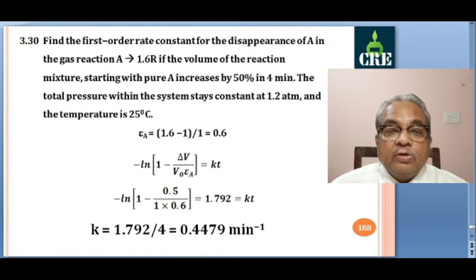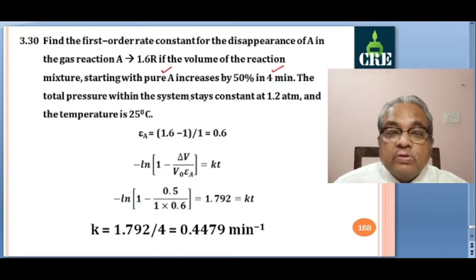Next problem 3.30. Again first order rate constant for the disappearance of A. So we have to find out the first order rate constant. We know the kinetics, first order kinetics. A giving you 1.6 R. If the volume of the reaction mixture starting with pure A, here we have pure A, increases by 50% in 4 minutes. A giving you 1.6 R means volume is increasing here. So epsilon will be positive.